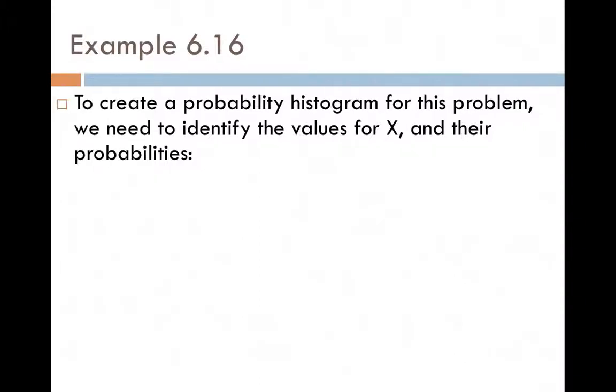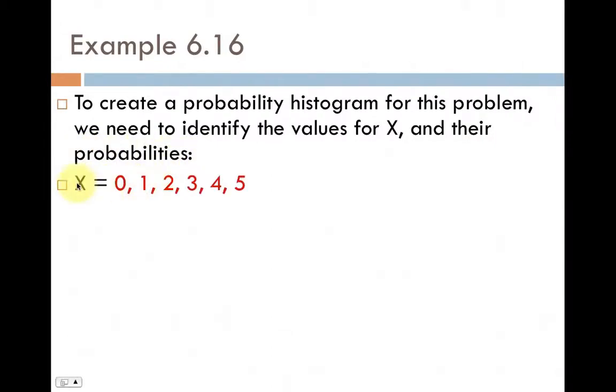Okay, let's look at how we create a probability histogram. Remember that the probability histogram came from a probability distribution table. In the first column of the table, we have the values for x, the random variable x. In the second column, we have p of x, the associated probabilities.